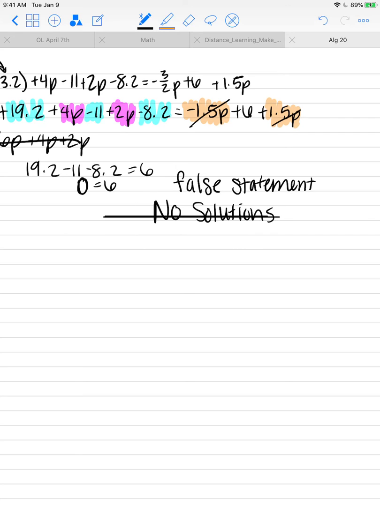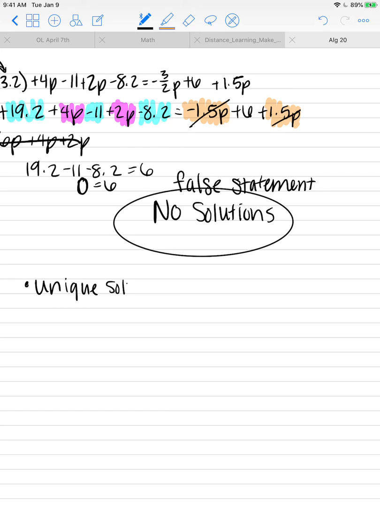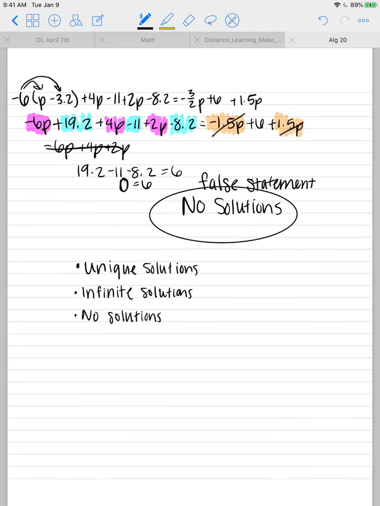No solutions. And this is our third type of solution. So we have seen unique solutions, we have seen infinite, and we've seen no solutions. These are our special cases, the infinite and no solutions.